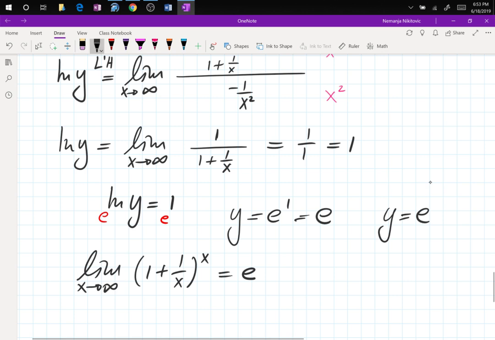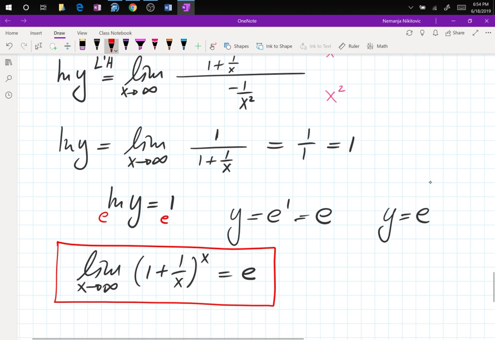Guys, this is the definition of e, and we just saw the proof. Proof of e. So next time someone tells you, what do you know? You should start here. The definition for e is the limit as x goes to infinity of 1 plus 1 over x raised to the x.